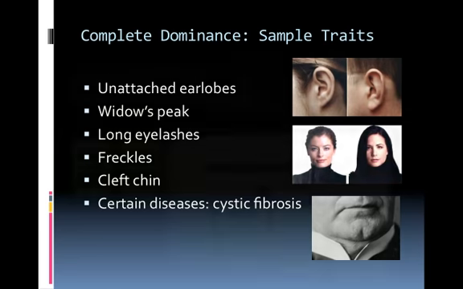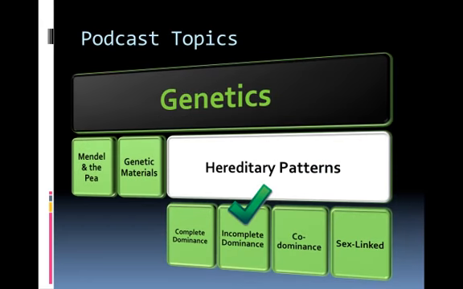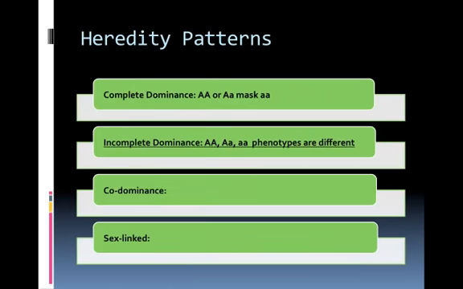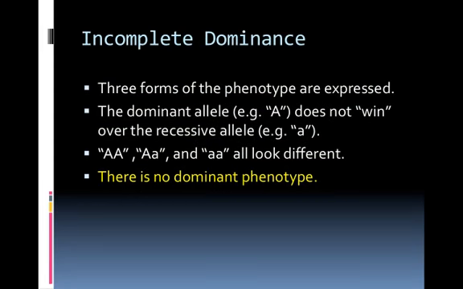The second hereditary pattern is incomplete dominance, and this is a little different than the first one because there are 3 different phenotypes for 3 different genotypes. No longer are the homozygous dominant and the heterozygous coded for as dominant. So it's easier to figure out which is the heterozygote. It will look distinctly different. In this case, there is no dominant phenotype. The dominant allele doesn't necessarily win over the recessive allele in the heterozygote. And so you have 3 different phenotypes and 3 different genotypes.